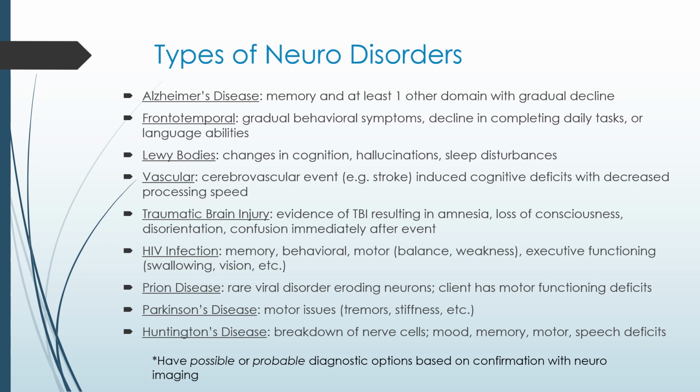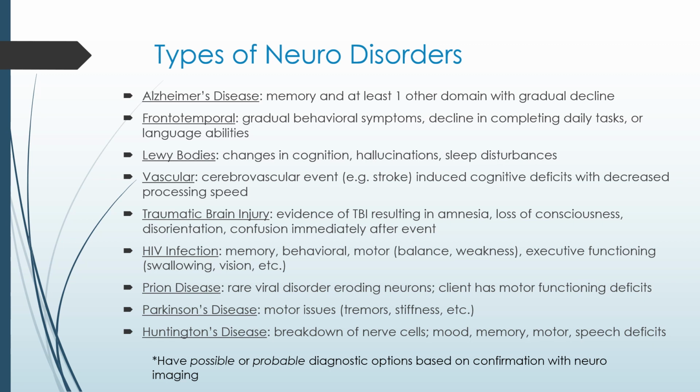So in terms of neurological disorders, Alzheimer's disease, clearly one that's pretty widely known. We're looking at decline in memory and at least one other domain of functioning, and this is a gradual decline over time. This tends to happen more in older adults, although there is an early onset option.